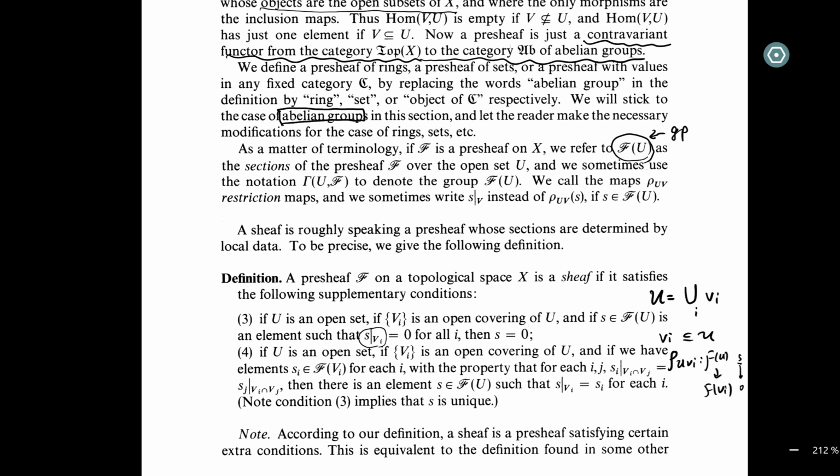And if U is open, V_i is an open cover of U, and we have elements in those groups F(V_i) with the property that when you map those elements to the group F(V_i intersect V_j), they coincide for any i and j, then you can glue them all together to an element of F(U). Sometimes we call this the glue condition. The first condition is called uniqueness.